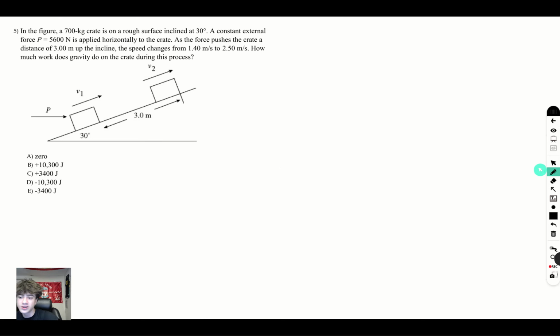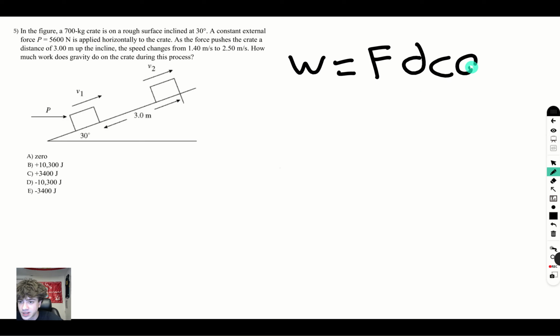Alright guys, as long as you keep your formulas in mind during these problems, they should be pretty simple. So let's write out our work formula. Work is the force being applied times the distance it is being applied for times cosine theta. Our theta is going to be the angle formed between the direction the object is moving in and the direction the force is being applied. So, as we can see here, the object is moving in this direction, the force is acting in this direction as gravity always goes down. So our theta will be this angle right here.